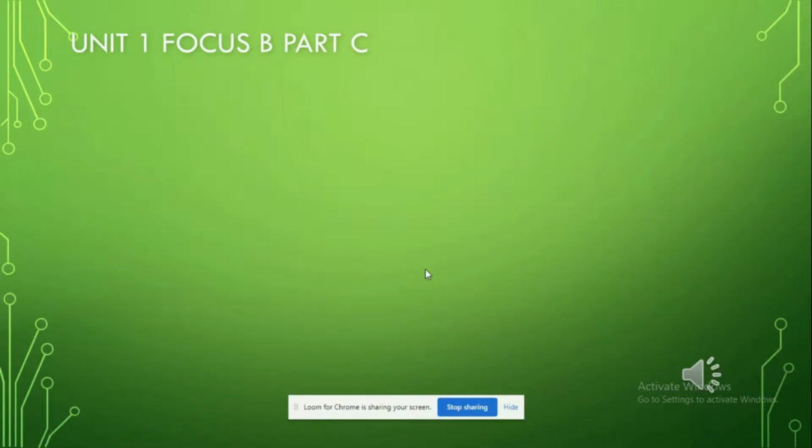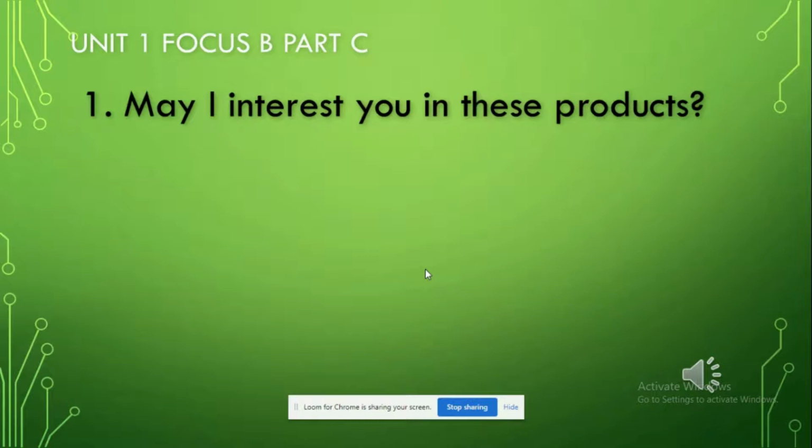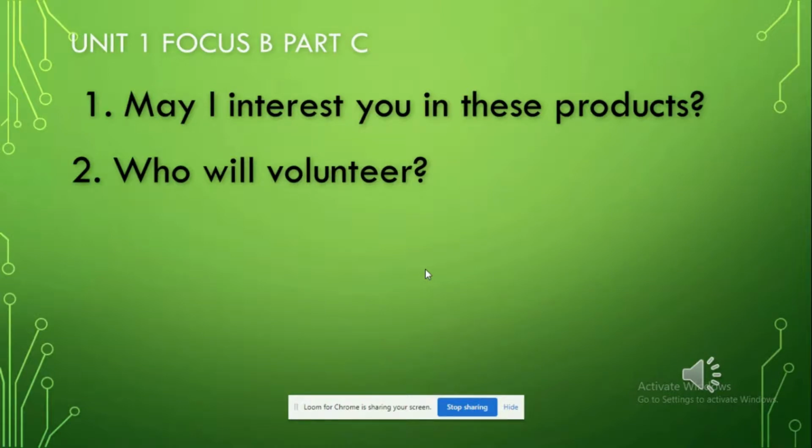Unit 1, Test Tactic C. 1, May I interest you in these products? 2, Who will volunteer?